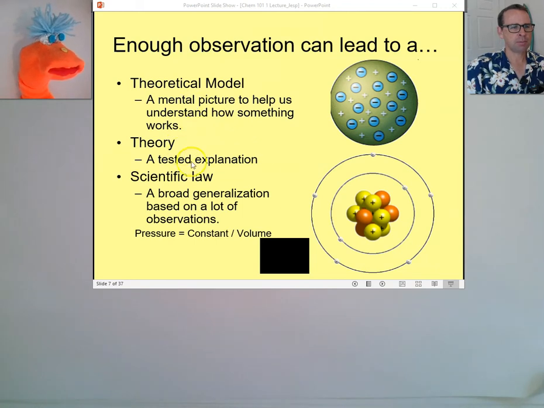Here's an example of a model, which we called the plum pudding model of the atom. The plum pudding model started with knowing there were some positive and negative charges based on a handful of experiments, which we'll talk about later. This model wasn't correct, but it answered questions, and it allowed people to explain to each other what was going on at the atomic level.